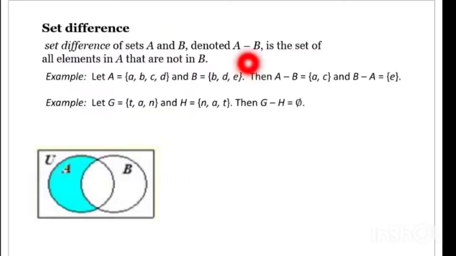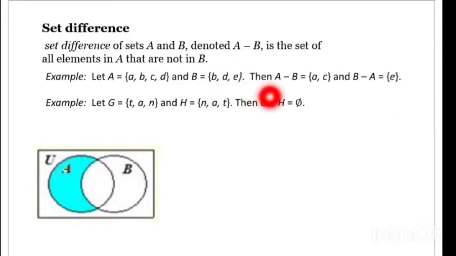Now we will discuss the set operation, that is set difference. The set difference of the sets A and B is denoted by A difference B. A difference B is the set which contains the elements which are present in A but not in B. That is, A difference B is the set which contains the elements of A which are not present in B. Similarly, the set B difference A contains the elements which are present in B but not in A.